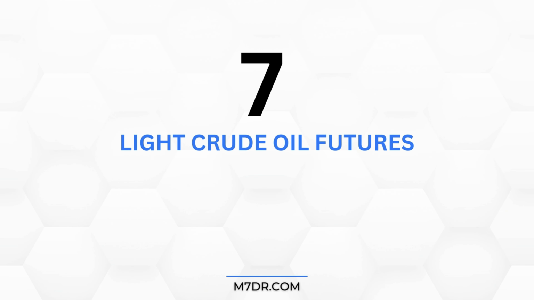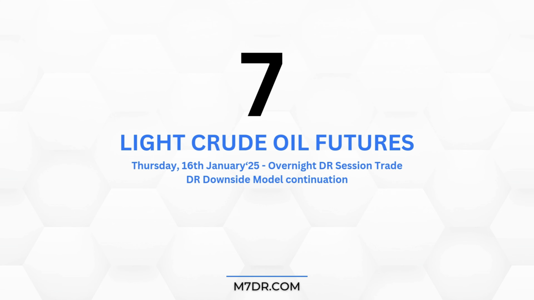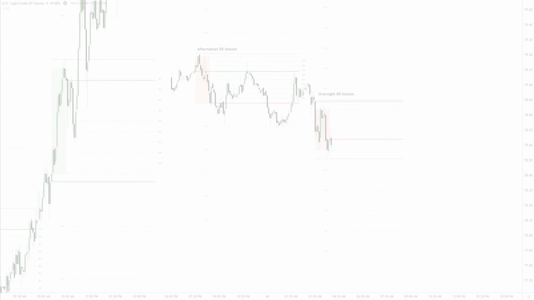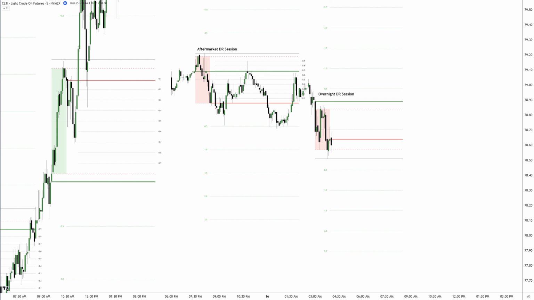Number 7. Crude oil futures, Thursday's overnight DR session trade in a DR downside model. Let's break down Thursday's overnight DR session on crude oil, where the DR downside model provided a textbook setup for traders who were well prepared. The relationship between the aftermarket and overnight DR session already hinted at a possible DR downside model. The overnight DR session respected the aftermarket DR levels and closed as a red DR box. This early structure suggested a higher probability for shorts throughout the session.